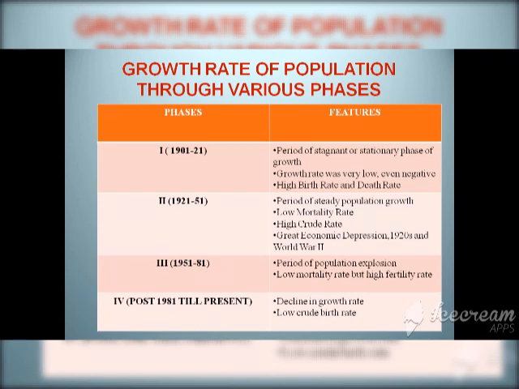Now the second phase, from 1921 to 51, is known as the steady population growth. There was a low mortality rate in this era, but birth rate was still very high. Improvement in health and sanitation throughout the country slightly brought down the mortality rate. At the same time, better transportation and communication improved, which helped in declining the birth rate. In this particular era, we see the Great Economic Depression of the 1920s and World War II.